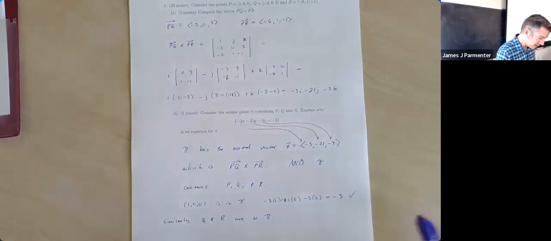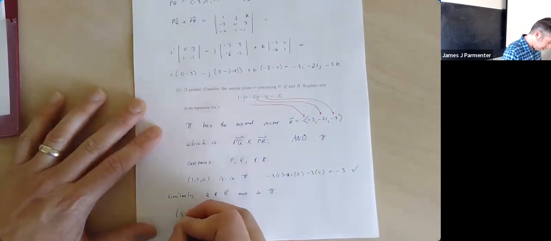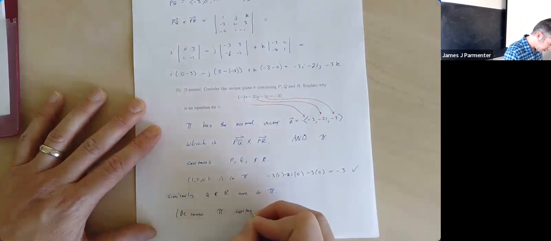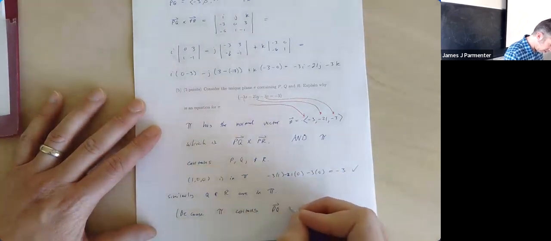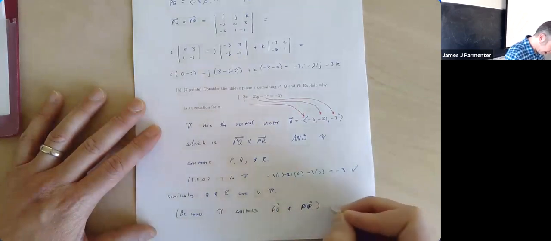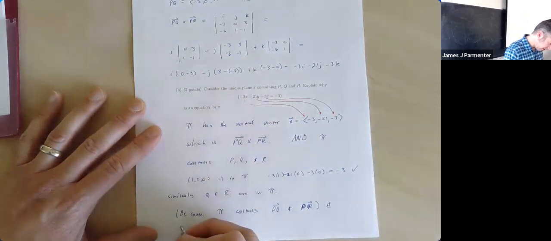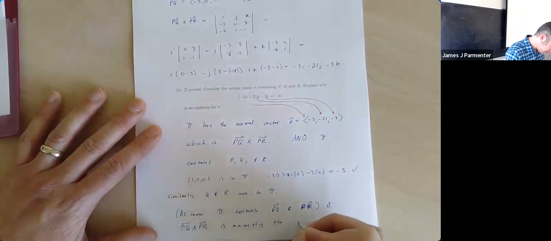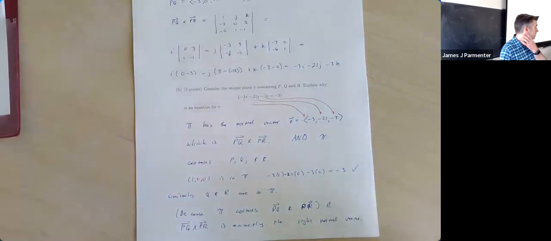I suppose we could write more words here saying something to the effect of: because the plane pi contains the two vectors we just found, PQ and PR, and because their cross product is exactly the right normal vector. That's usually how we find it. If instead he asked you to find the equation of the plane, that's another way you could have gone about doing this, right?